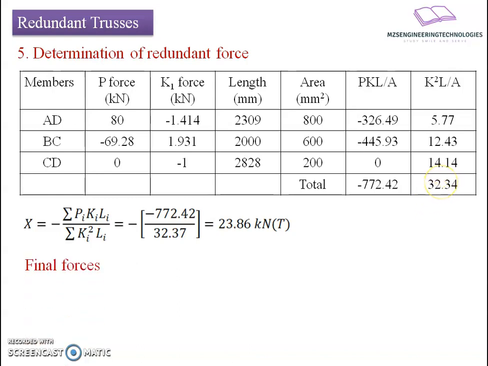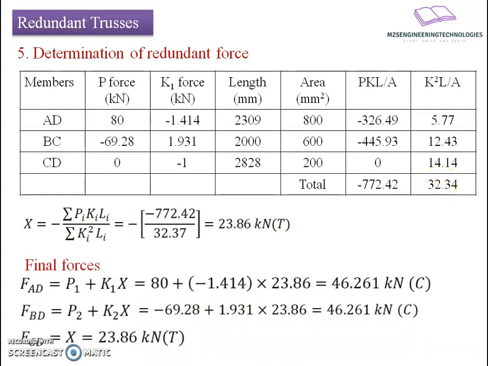Okay, now final forces. If I want to find out the final forces in the members, force in member AD will be P1 plus K1 times X. P1 we know the value is 80 and K1 is the coefficient of distribution of these redundant forces, which works out to be minus 1.414 multiplied by the redundant force, which we have found as 23.86. The value comes to 46.26 kilonewton in compression.